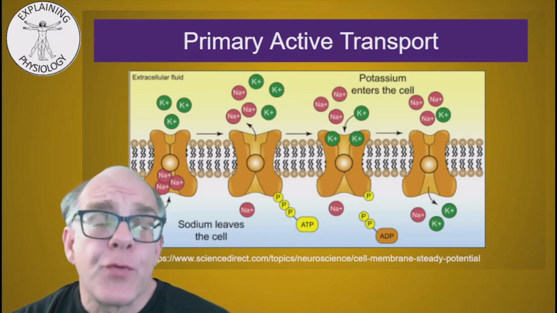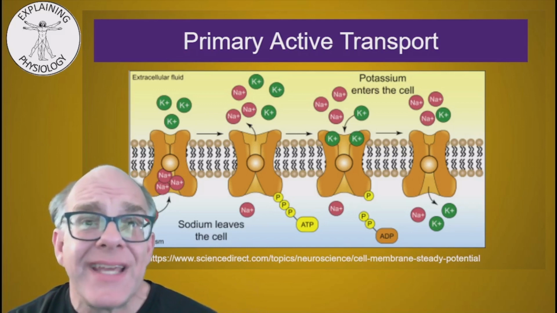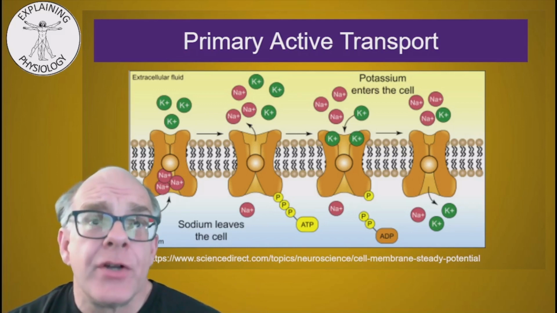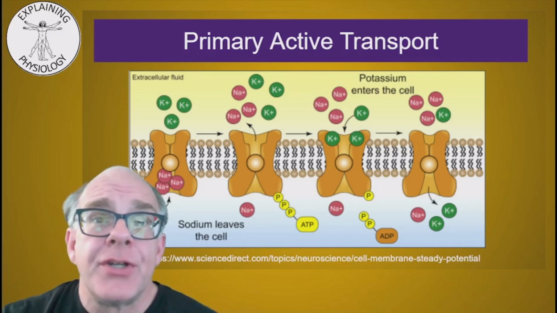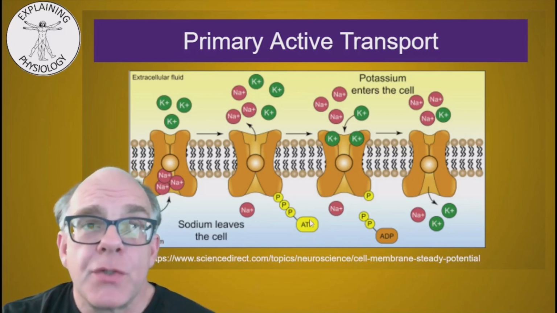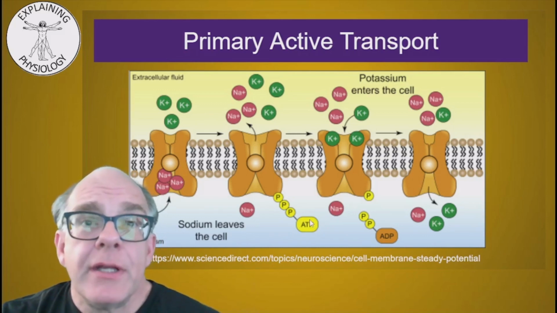Now, in active transport, because we are moving things against their concentration gradient, we need to add energy into that process. And that energy is going to be in the form of an ATP molecule. And so we need to use energy to build up the concentration gradient.